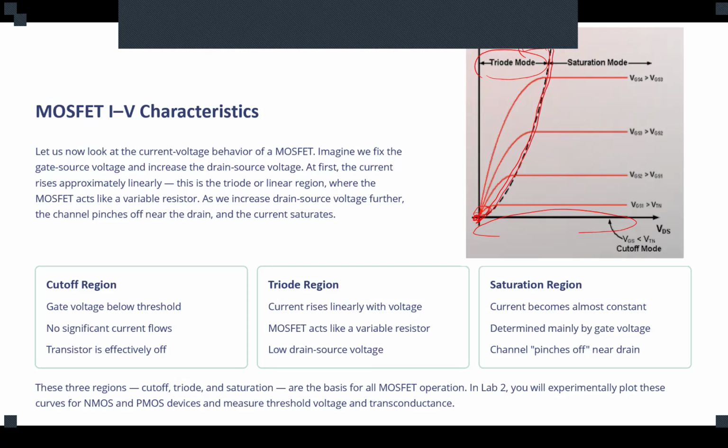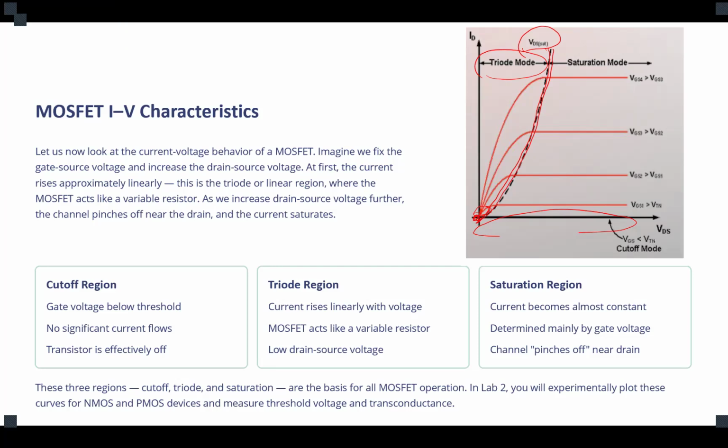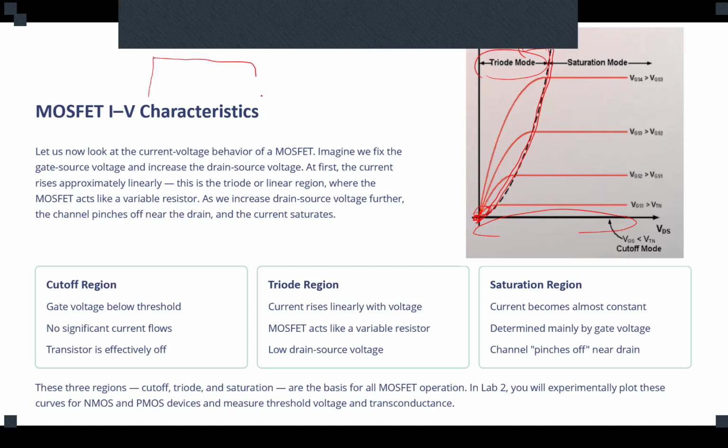Who can tell us why, after a certain amount of voltage, the current is saturated, becomes constant and would not vary? Anyone can tell us why after a certain voltage between drain and source we get into the saturation mode? Any idea? Now let's see what is the physics behind it.